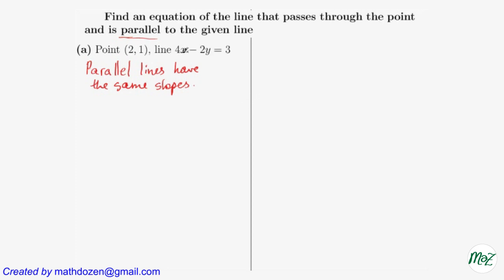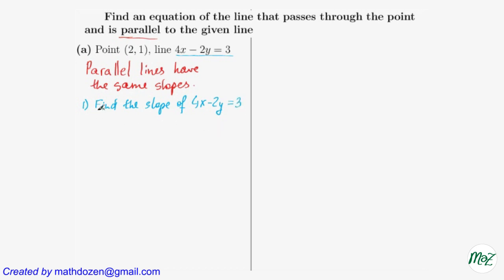So if we'd like to find an equation of the line that happens to be parallel to this line, 4x minus 2y equals 3, we need to find the slope of that line. That's our first step. Find the slope of the line 4x minus 2y equals 3.